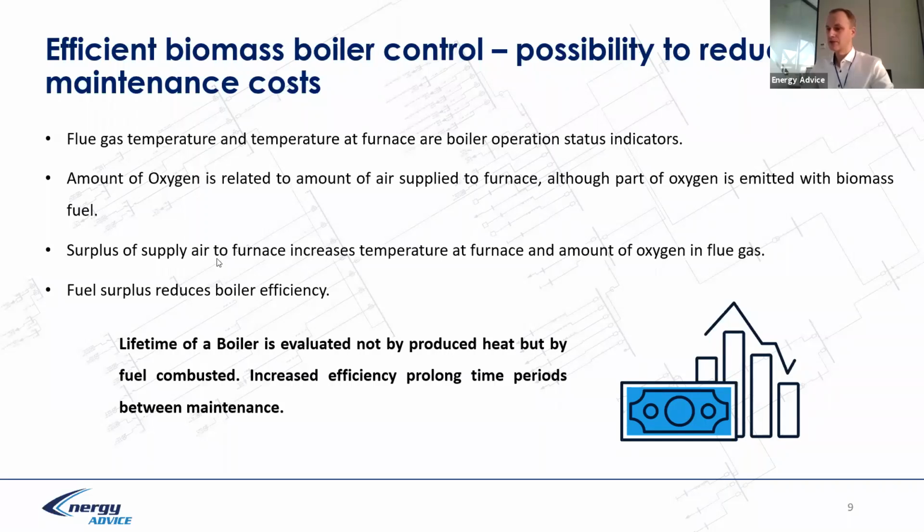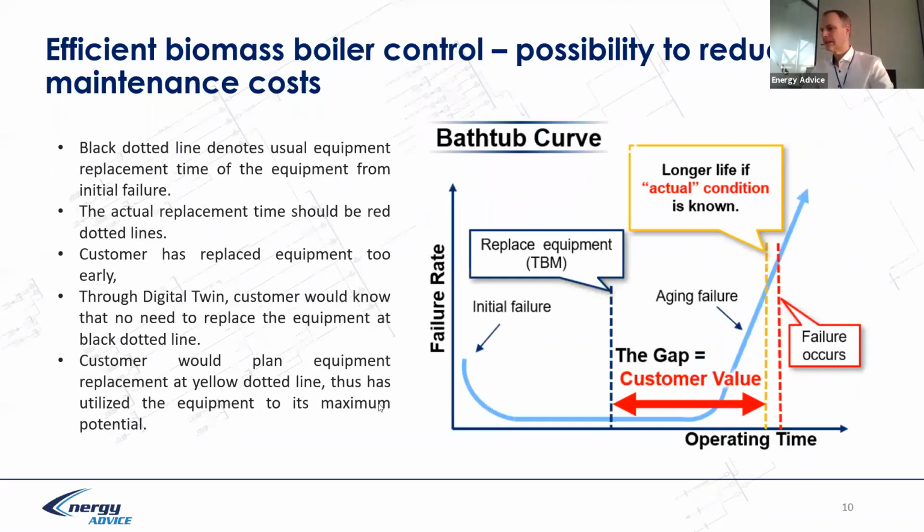And surplus supply air to the furnace, increased temperature at the furnace, amount of oxygen in the flue gas and fuel surplus reduce boiler efficiency. So the lifetime of a boiler is evaluated not by produced heat but by fuel combusted. So increase efficiency for a long time period between maintenance. If we increase efficiency, we in fact prolong the time periods between the maintenance.